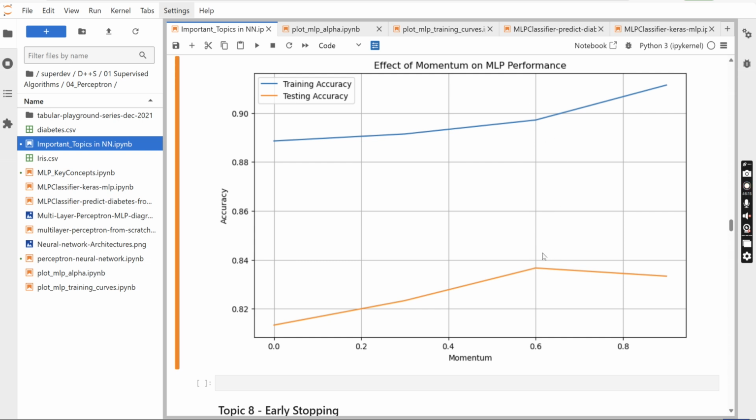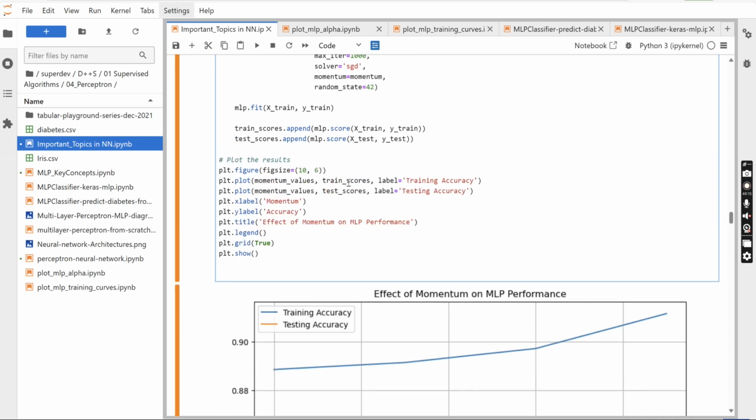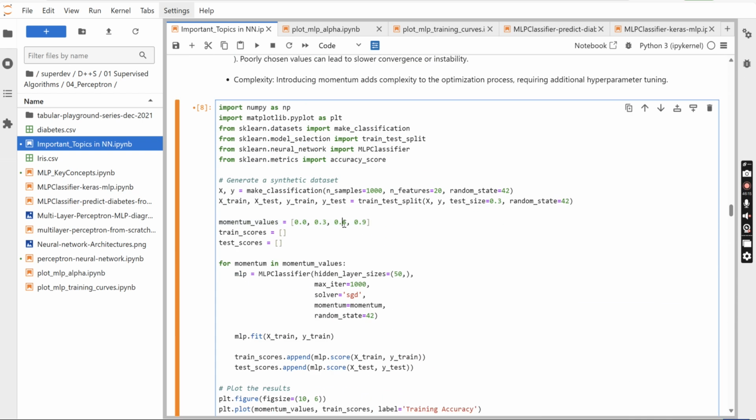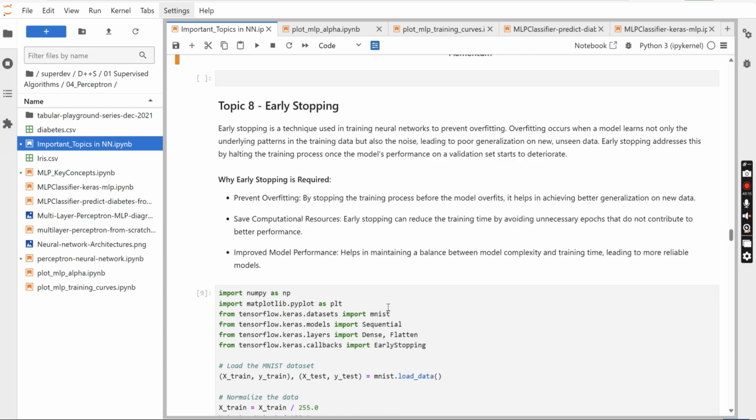So your accuracy started decreasing when you increased the momentum. It is very important that you choose the best momentum. Here the best momentum is 0.6, where both testing accuracy and training accuracy increased, and after that training kept increasing while testing started decreasing. That is nothing but the model starting to overfit. So this way you can choose the best momentum value.